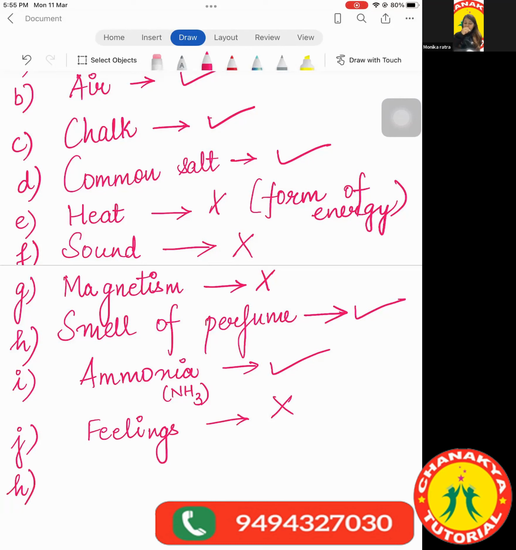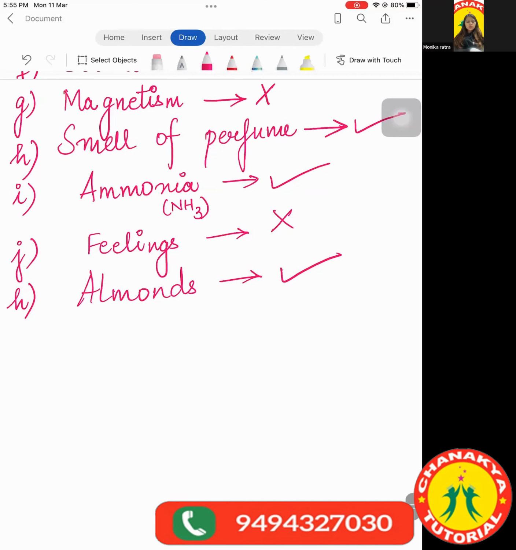Let's come to the next. Who did not get a chance? Okay. So Yukta, tell me about almonds. Ma'am, it is matter. Yes, it is. And do you want me to give you one more chance, each one of you, or shall I move further? Chalo, let me give you one more chance and then we will move further. Fine.